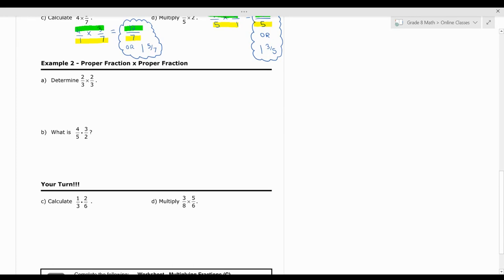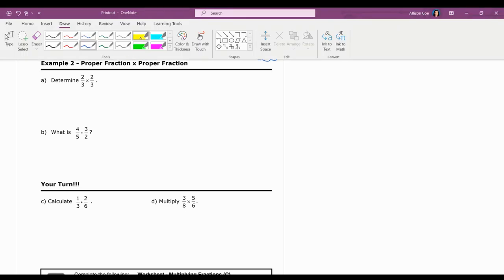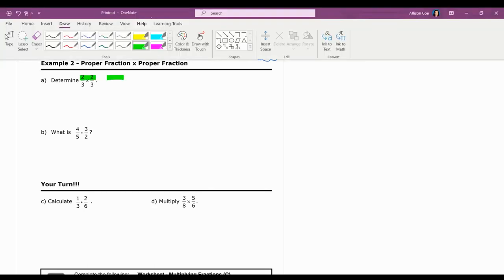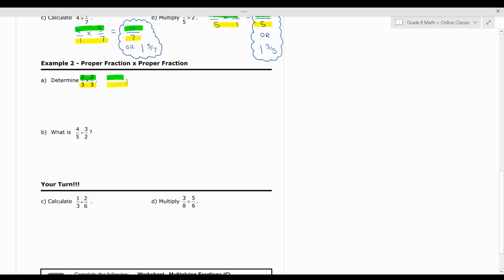So second type I want to review with you today is where you actually have proper fraction times proper fraction. So reminder, proper fraction, the number on top, your numerator, is going to be less than the number on the bottom. So notice 2 is less than 3, 2 is less than 3. All right, and then we are going to apply the same steps. So determine 2/3 times 2/3. So I'm going to go top times top, and then I will go bottom times bottom.